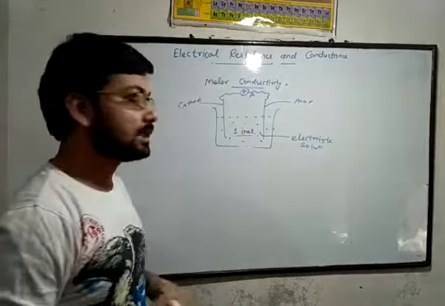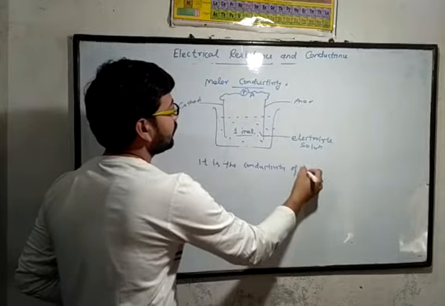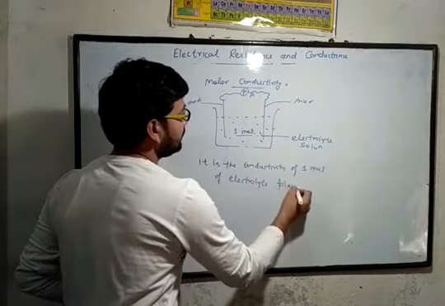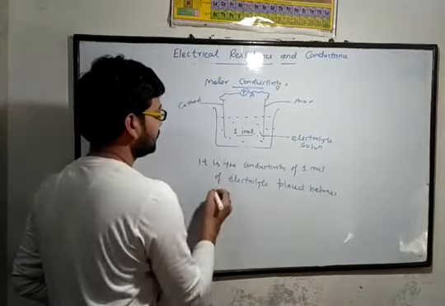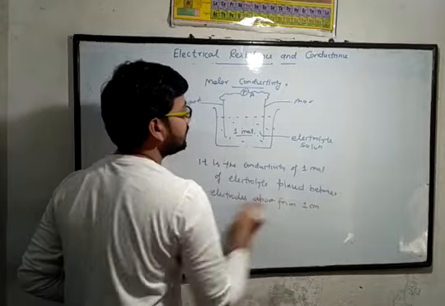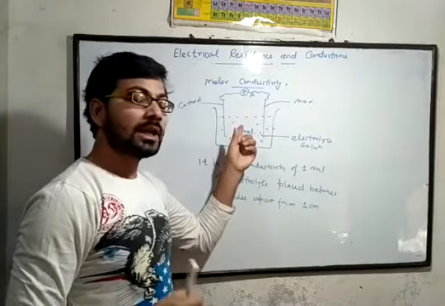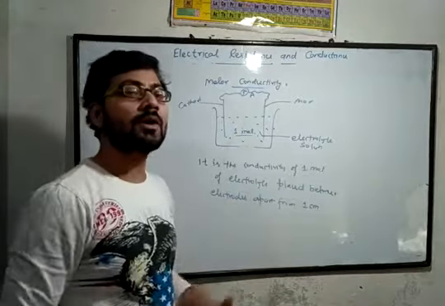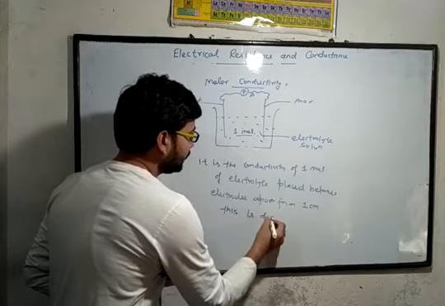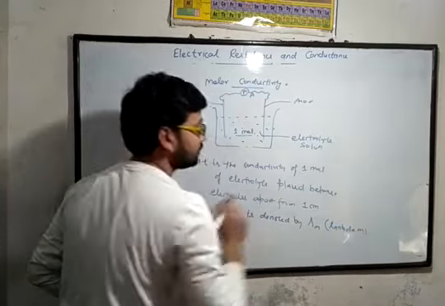What is molar conductivity? It is the conductivity of 1 mole of electrolyte placed between electrodes 1 centimeter apart. This means if two electrodes are separated by 1 centimeter and the electrolyte is 1 mole, then the conductivity of this solution is called molar conductivity, and this is denoted by lambda m.